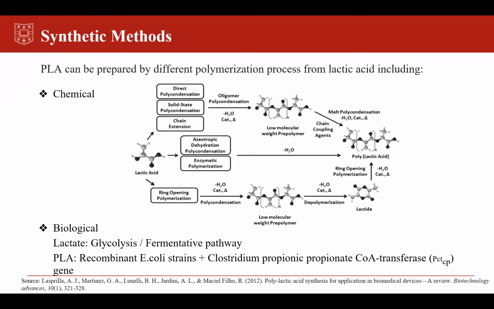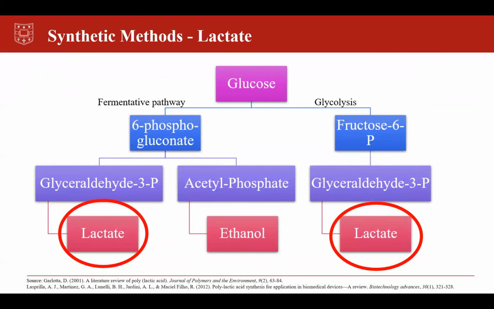So for the biological methods, if we use glycolysis, the fermentative pathway, we can generate lactate. And for PLA synthesis, we can use recombinant E. coli strains combined with the PhaC gene. So if we look specifically at lactate production, we can use the fermentative pathway and glycolysis. For the fermentative pathway, we can generate 6-PG and G3P and eventually get lactate. For glycolysis, we can generate F6P and G3P and generate lactate in the end.